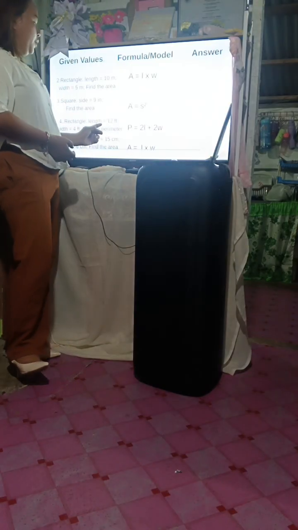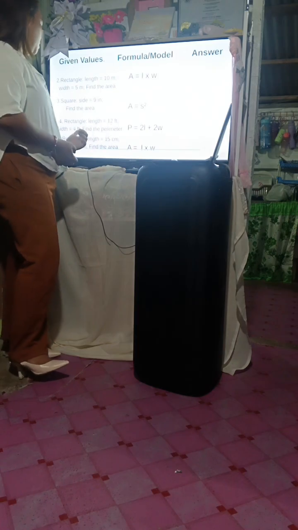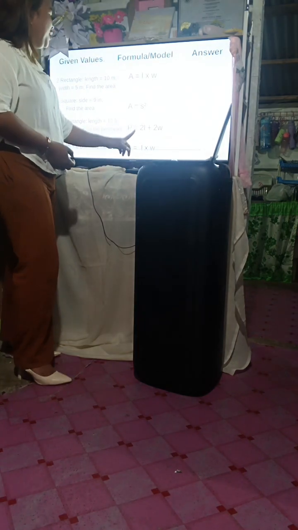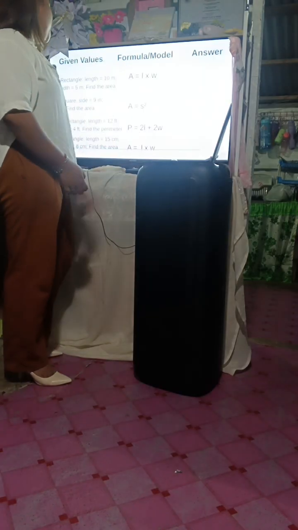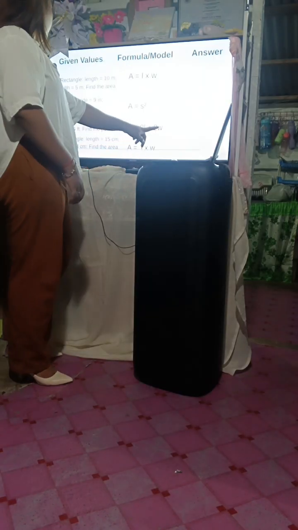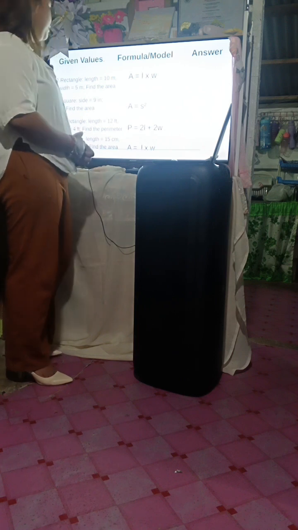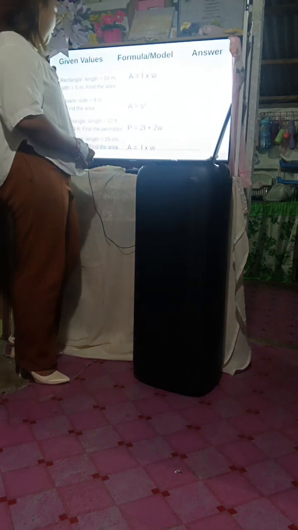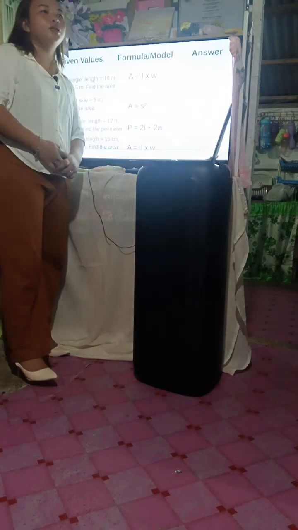So number 4, rectangle. We have the given length of 12 feet and the width is 4 feet. So we are asked to find the perimeter. So perimeter is equal to 2 times length plus 2 times width. So 2 times 12 is equal to 24, plus 2 times 4 is equal to 8. So what is the answer in number 4? 24 plus 8 is equal to 32.